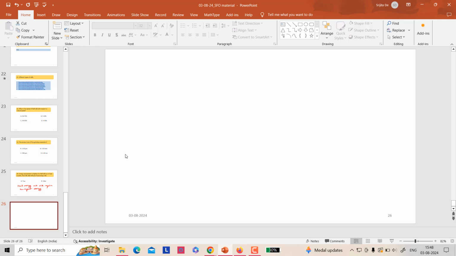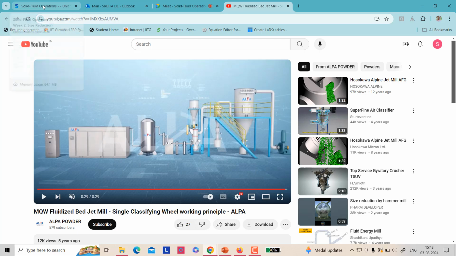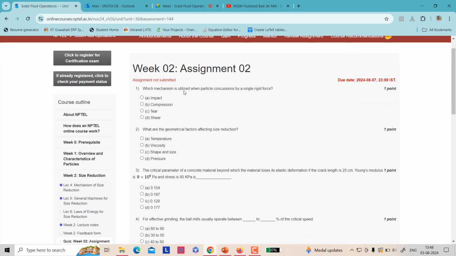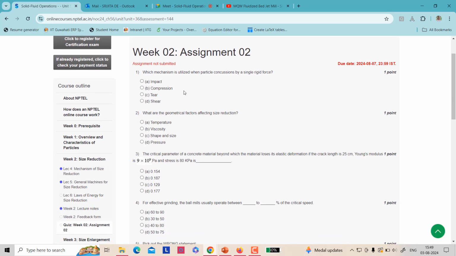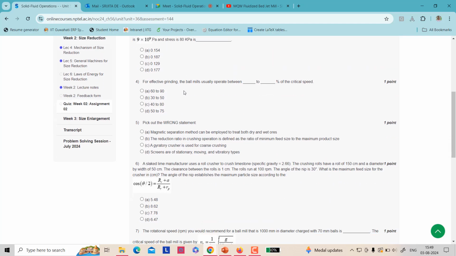Which mechanism is utilized when a particle is crushed by a single rigid force? My answer is impact. That is true. Yes, it is impact. Second is what are the geometrical factors affecting size reduction? My answer is shape and size. Yes, it is shape and size.